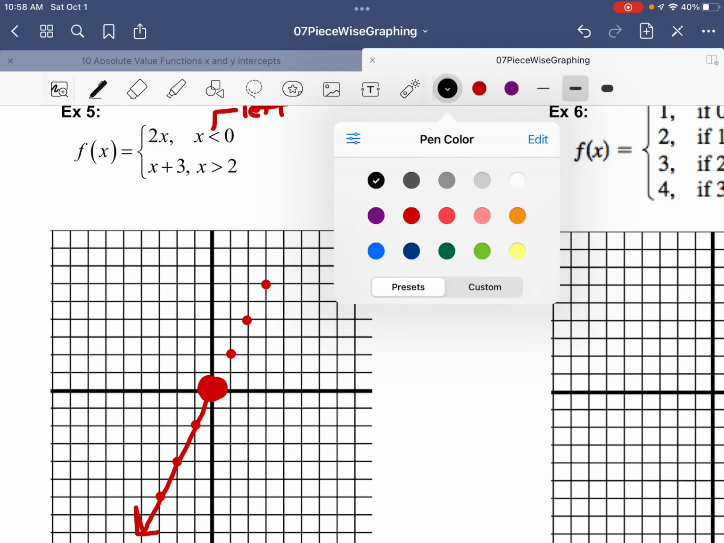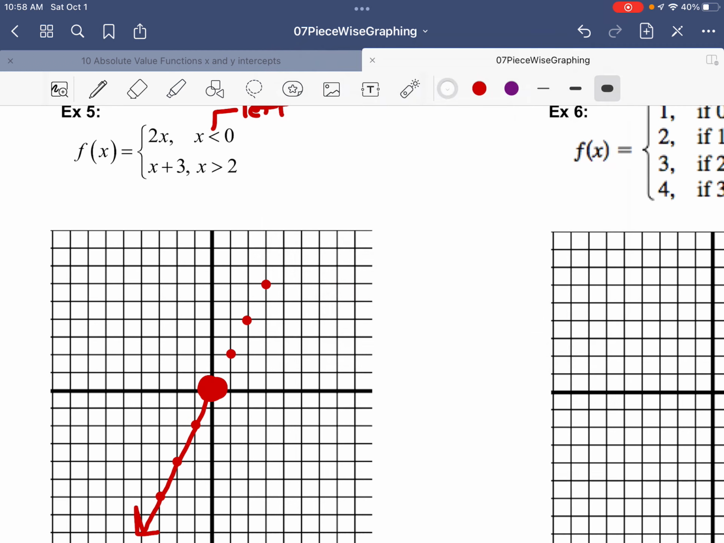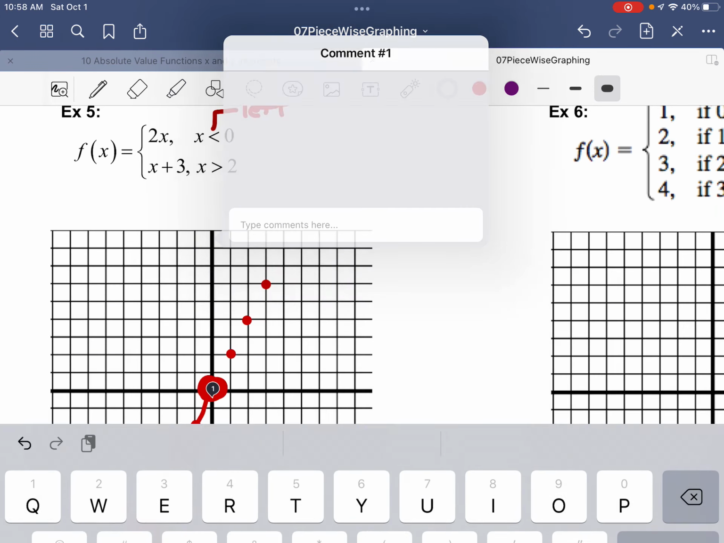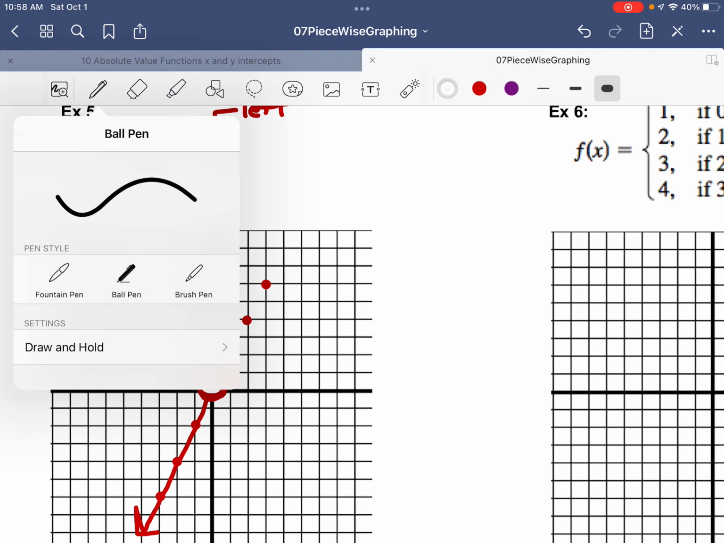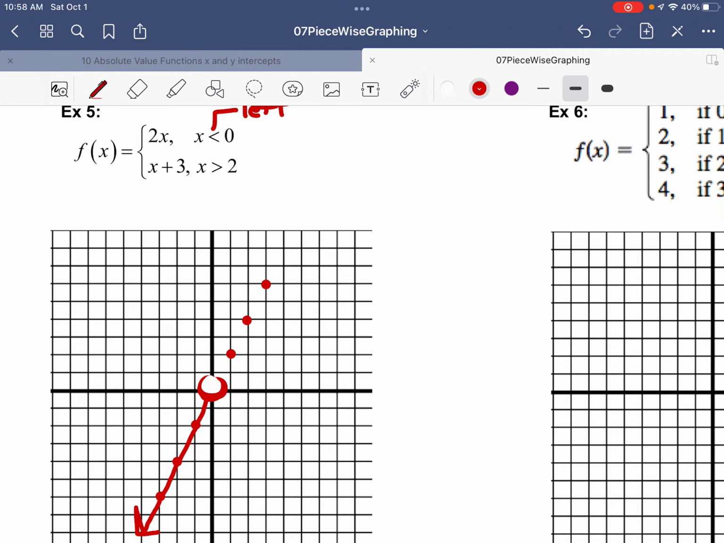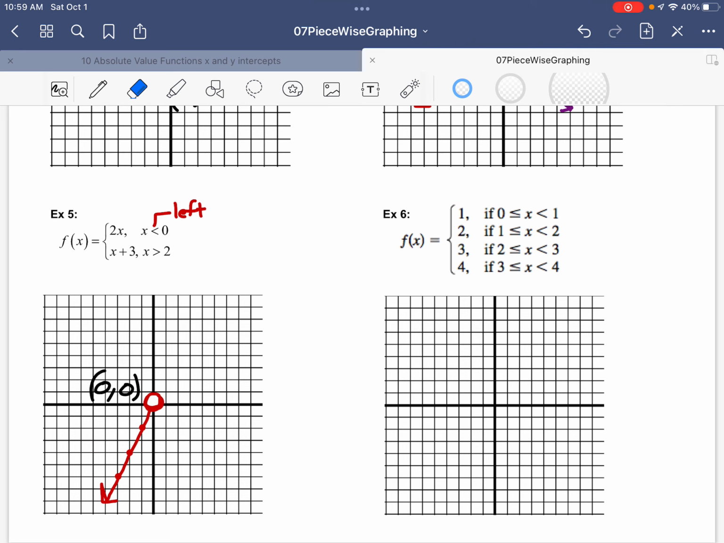Now, it was just a plain less than, so that means, as we've done before, there should be an open circle here. We got an open circle around the point 0, 0. We should be labeling that point, so I'm going to write 0, 0 beside this. I always want you to label your starting points or your end points. Just erase the rest of your graph, and we're ready for the second piece.